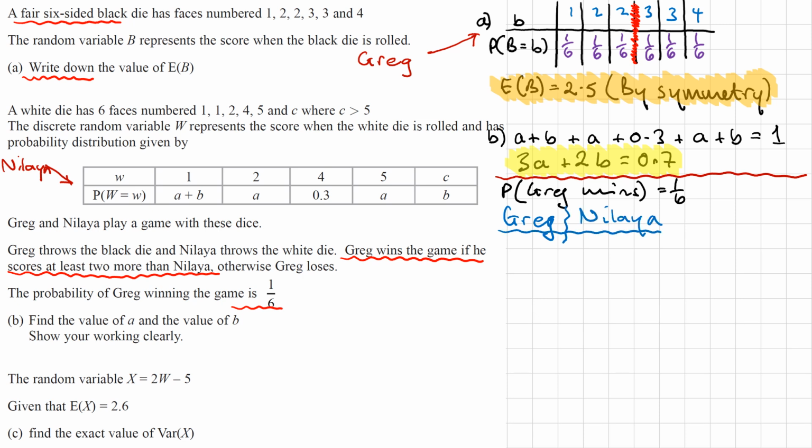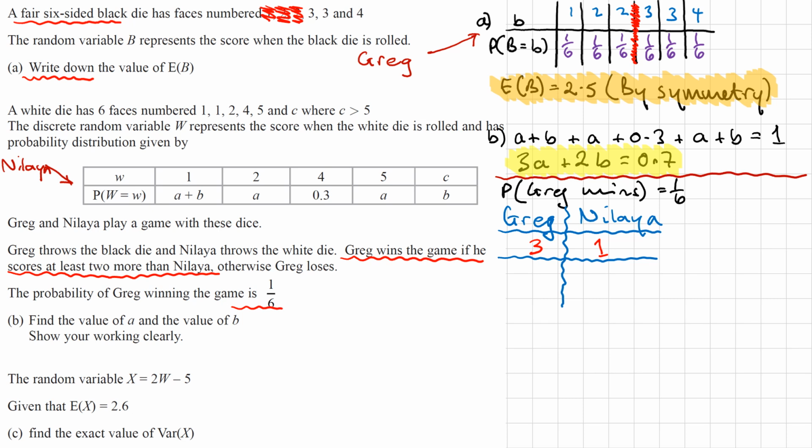Right, let's think about this. Greg's score needs to be at least 2 more than Nalia's score. Here are the scores that Greg can get. If he gets a 1, that's no good, because that's not 2 more than any of Nalia's scores. Also, if Greg gets a 2, that's no good. However, he can win if he gets a 3 and Nalia gets a 1. So that's one way that Greg can win.